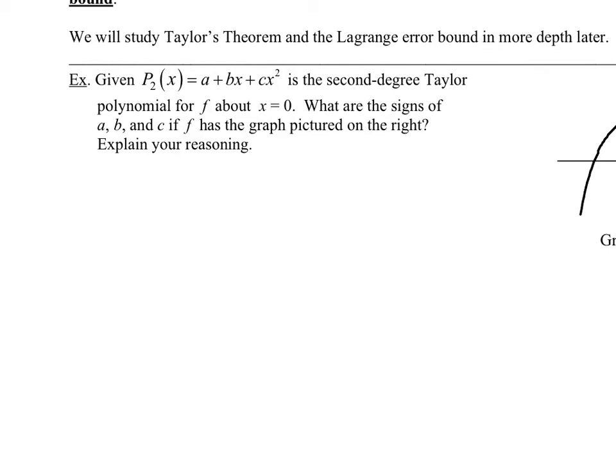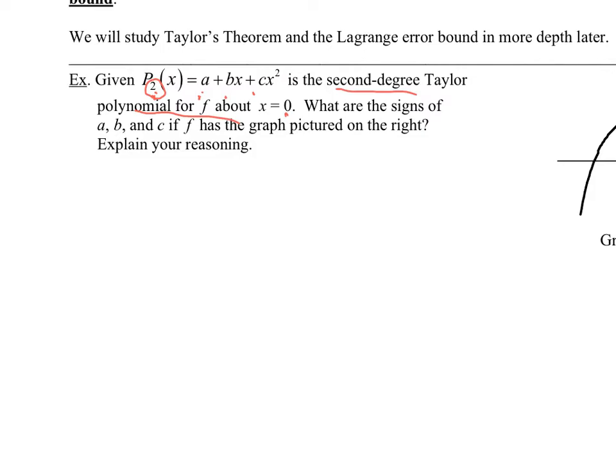All right, so this is P of 2. This must be a polynomial, a second degree. And so generically he wrote a plus bx plus cx squared. It's a second degree Taylor polynomial for f about x is 0. How do I know? There's nothing being added to x. What are the signs of a, b, and c?